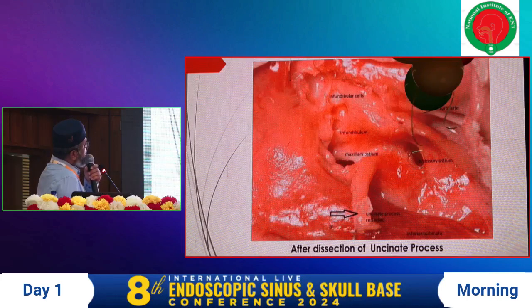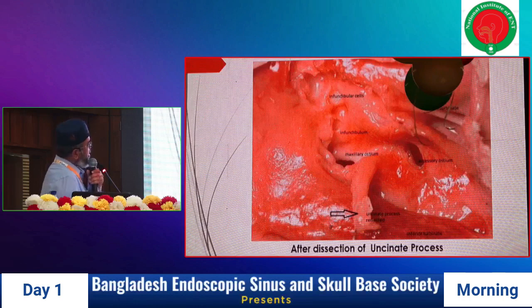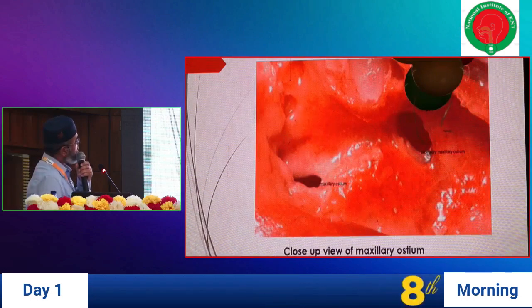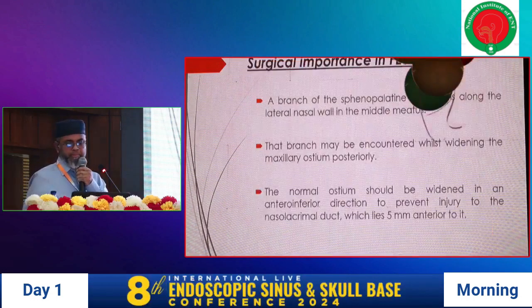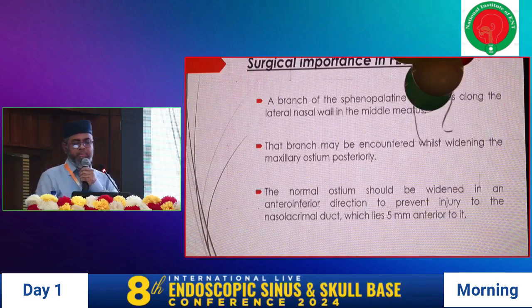Sometimes the mucosa may be dehiscent somewhere, called the accessory ostium. In this situation, when an accessory ostium is present, it should be incorporated with the main ostium to prevent reverse flow. Here is the close view of the ostium. Surgical importance in endoscopic sinus surgery.